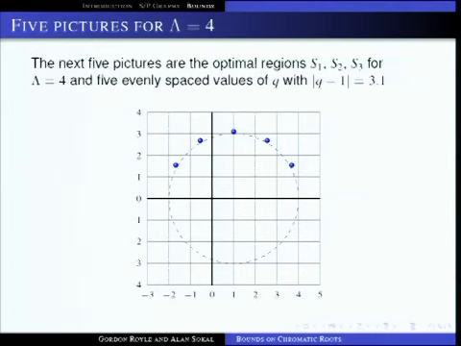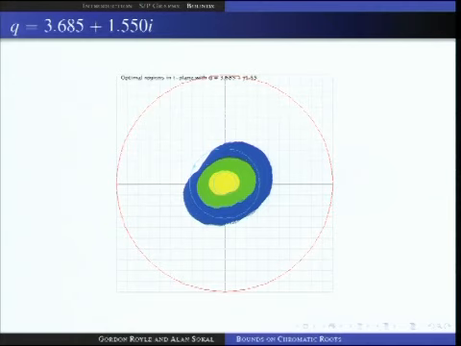Here's lambda 4, and I've chosen 5 specific values of q for which I'm going to identify the S1, S2 via this computational method. These are the 5 values of q. They're just outside the best possible conjecture, which can't be true. Well, we think it can't be true.